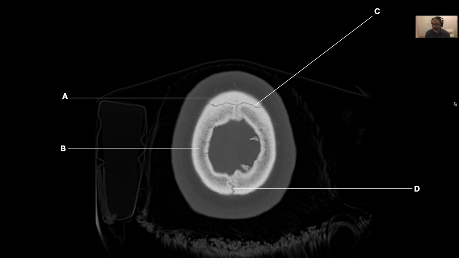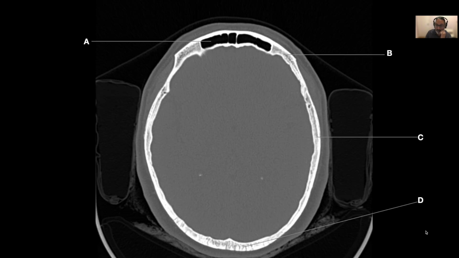Now, a bit further down, you get to answer a few questions. Let me know what you're looking at. I don't want to confuse you. Yep, correct. A is the frontal bone. B is parietal. That is the sagittal suture, and C is the coronal suture. Correct. Good job, we're off to a good start.